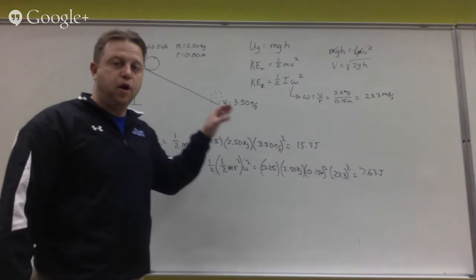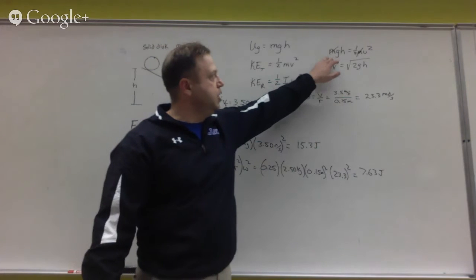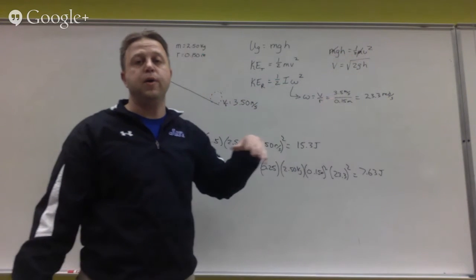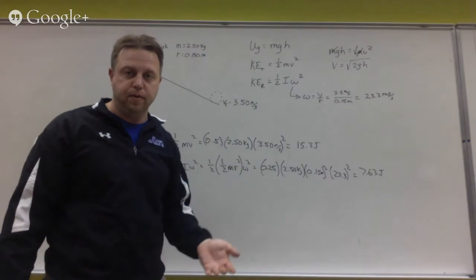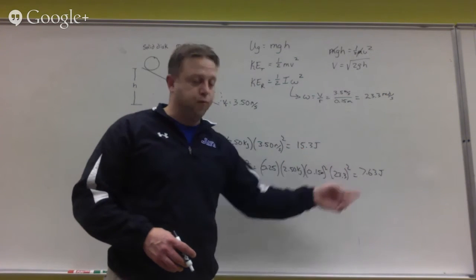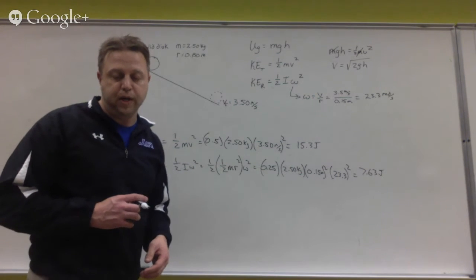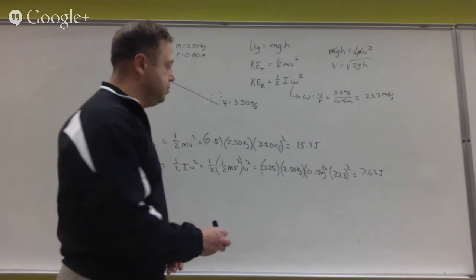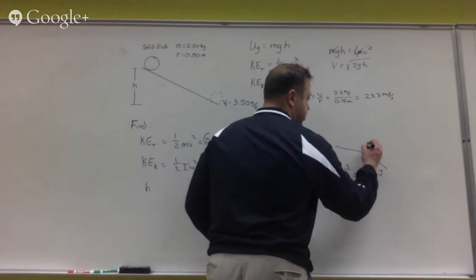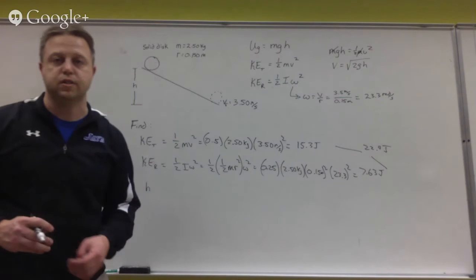Because all of the object's gravitational potential at the top, instead of saying mgh equals 1/2 mv squared, now we have to say mgh equals 1/2 mv squared plus 1/2 I omega squared. So if we add these two numbers up, our total energy is 22.9 joules. That's the total energy of our system.